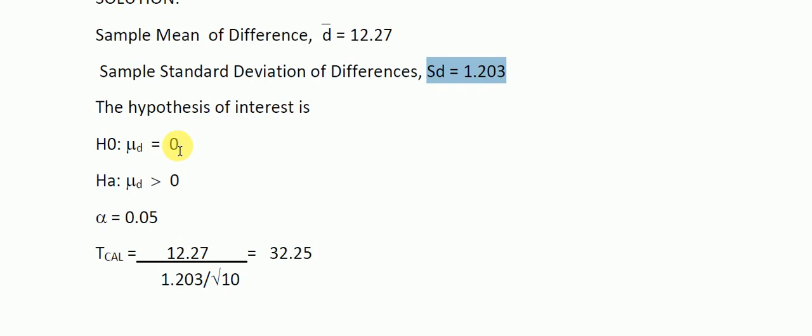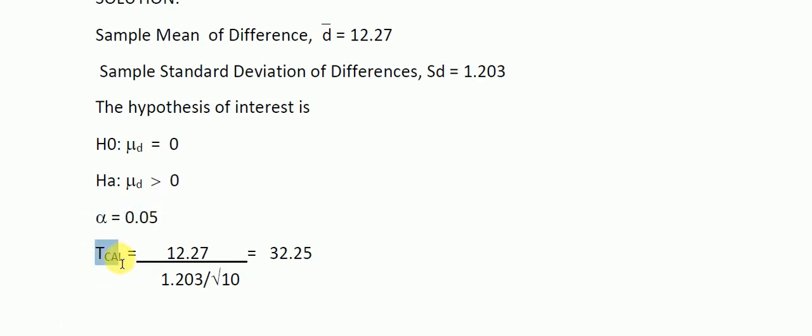So I have already told you that mu d will always be equal to 0 for the null hypothesis in case of a paired dependent sample t-test. And the alternative hypothesis can take three forms. So over here we have a right side t-test, that mu d is greater than 0. It could have been mu d is less than 0 or anything like that. Okay, and then alpha is 0.05. It will be given in the question.